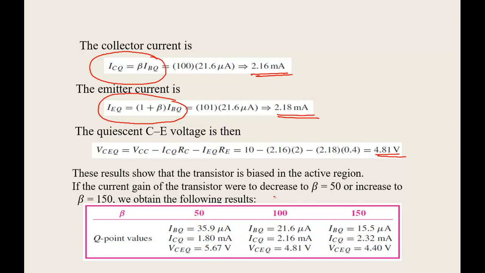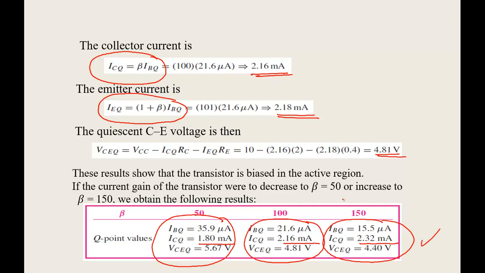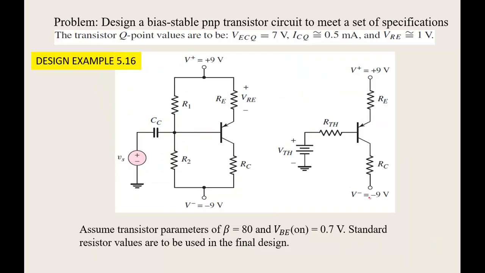In this case, if you see, even if you change the beta value of the transistors, there is not much change, very minimal change only. Especially when you look at your IC: 1.8 milliampere, 2.6 milliampere, 2.16 milliampere, and 2.32 milliampere only. So it is basically very stable. IC is very stable with respect to beta.